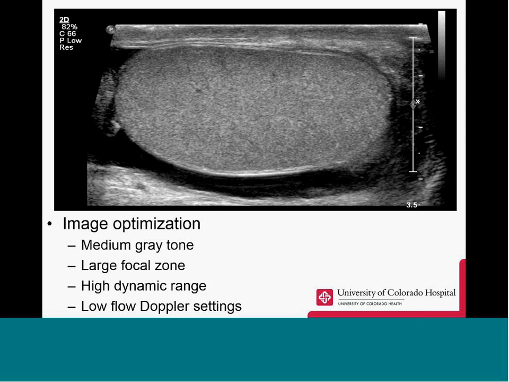Here is a longitudinal image of a testis. Image optimization: we're going to see a medium gray tone. We want a large focal zone, a high dynamic range, and low flow Doppler settings.